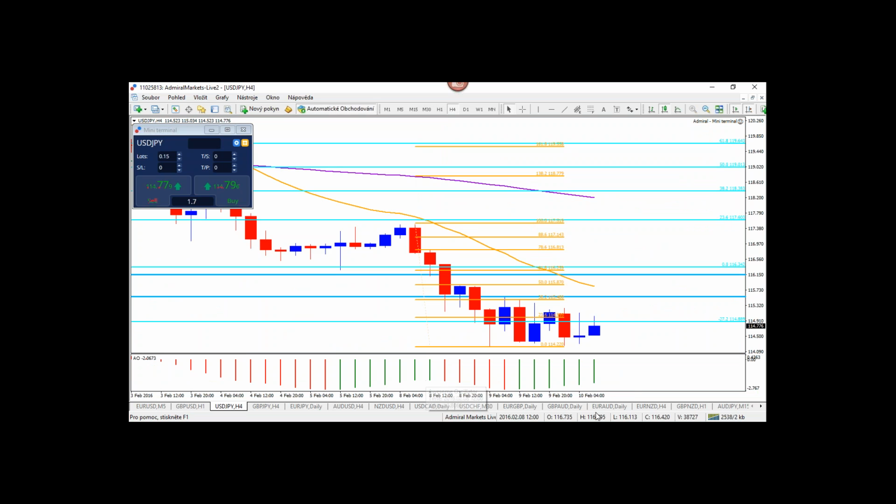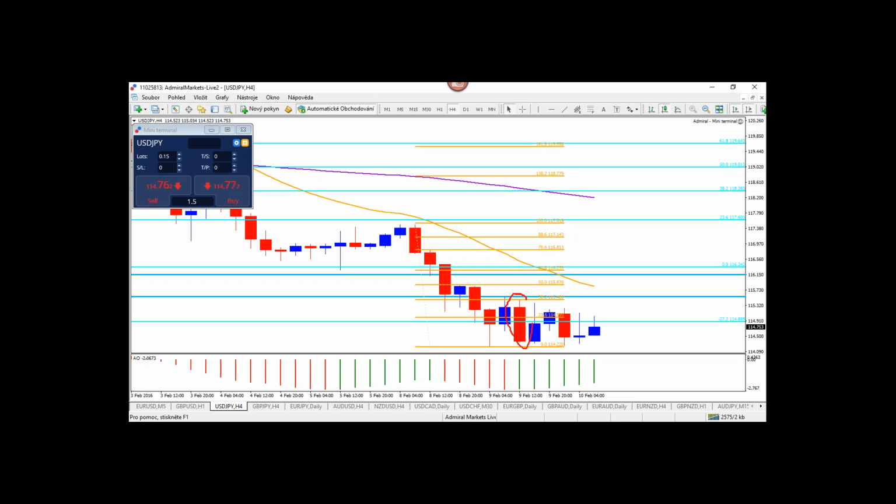All right, dollar yen. Price didn't get up to my 61.8 fib, and did post a bullish candle. So we didn't get the scenario I was hoping for. We got a bullish candle and then a doji. So from that point of view, we just kind of went sideways.